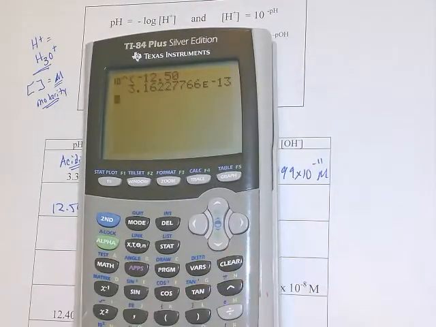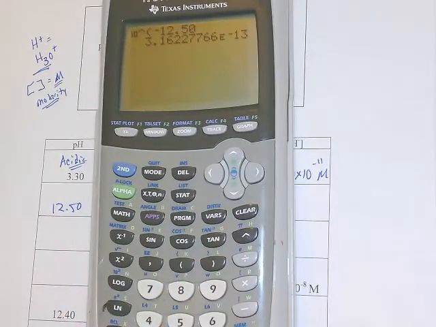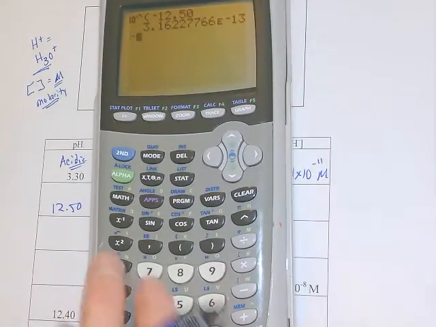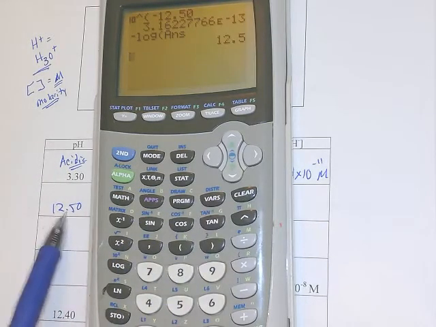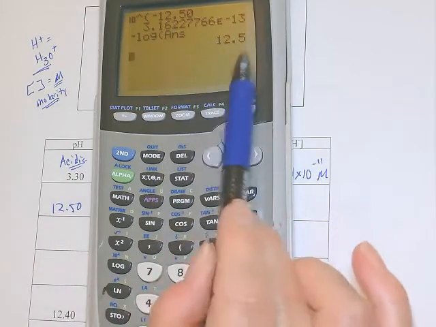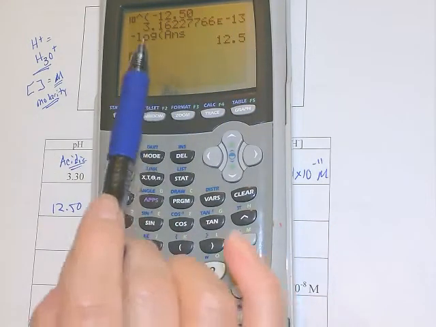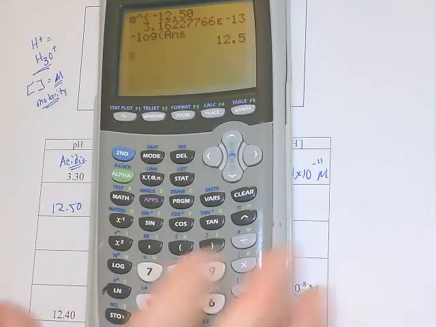Again, look at the logic of this. That's our molarity. So if we wanted the pH, we would take the negative log of that answer, and we would come back with the pH. So the negative log of the concentration is pH. The antilog of the negative pH is the concentration.